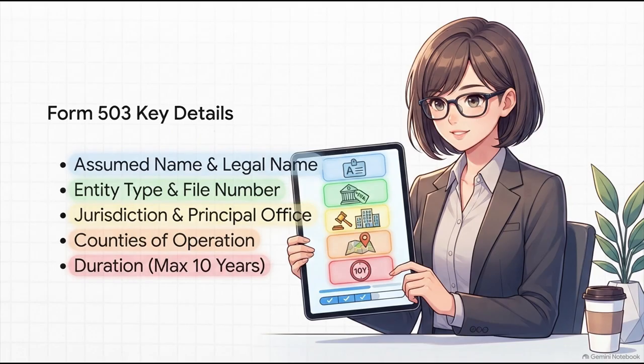Honestly, it's very straightforward. You need the assumed name you want to register and the exact legal name of your LLC. You'll also need to list your entity type and your 10-digit Secretary of State file number. You'll note your jurisdiction, which is Texas if you form there, and your principal office address. Then you simply state which counties you'll operate in. You can just check all if you plan to do business statewide. Finally, you set the duration, which Texas caps at a maximum of 10 years.